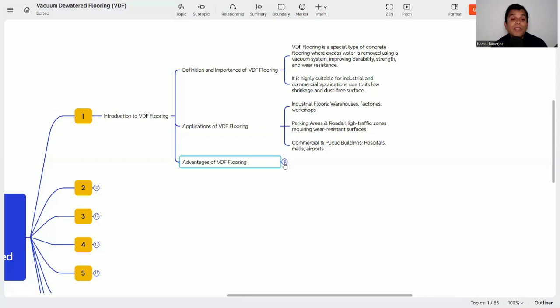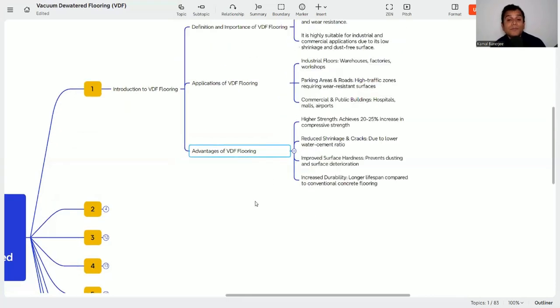And what is the advantage of VDF flooring? Why are you using VDF flooring? That is higher strength. Why? It achieves a 20 to 25% increase in compressive strength, because the water cement ratio becomes optimal. There is no excess water inside the concrete. Then it reduces shrinkage and cracks. Already I discussed that there is less chance of shrinkage cracks.